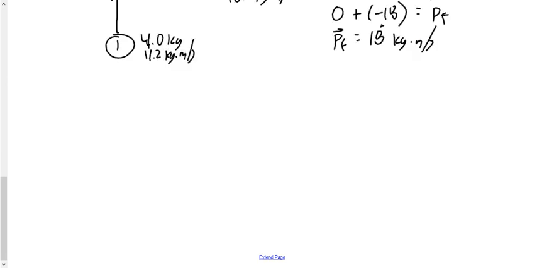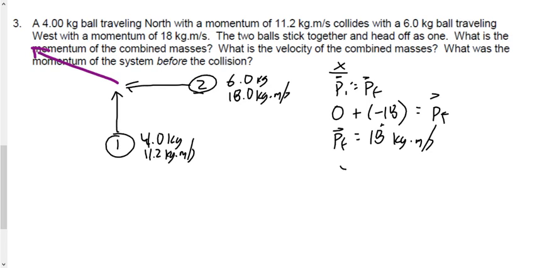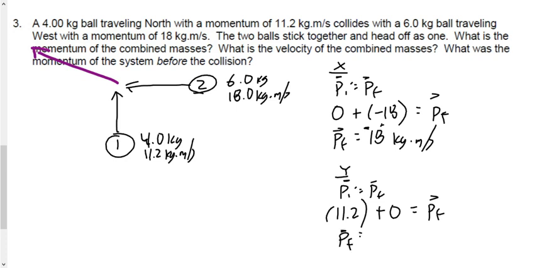Now we're going to do the same thing for the y component. Pi is equal to Pf. This time we're going to say the initial momentum of object number 1 is 11.2. If I didn't know what the momentum was, but I knew what the velocity was, then I can multiply m times v. But I've already got it. They've multiplied m times v for me already. Plus 0, because the other one is only on the x-axis, equals Pf. So we're going to say, sorry, this is negative 18. This one becomes positive 11.2.